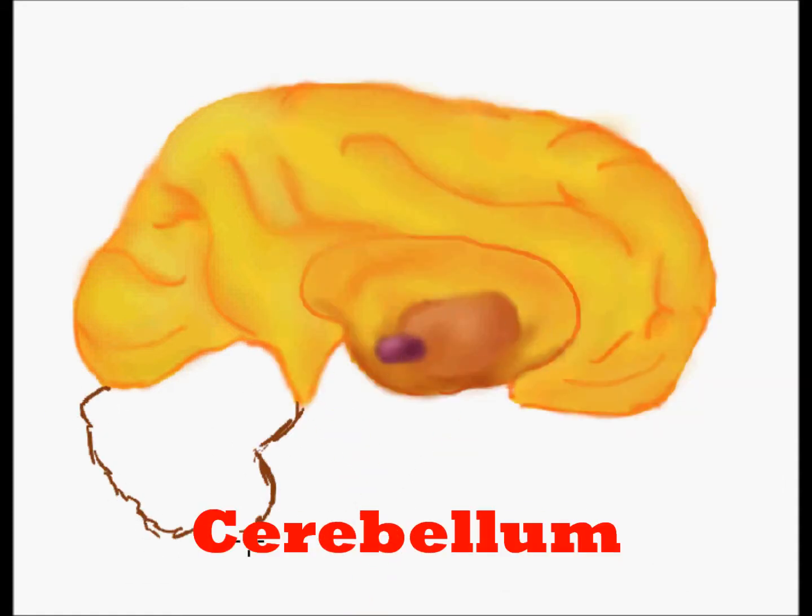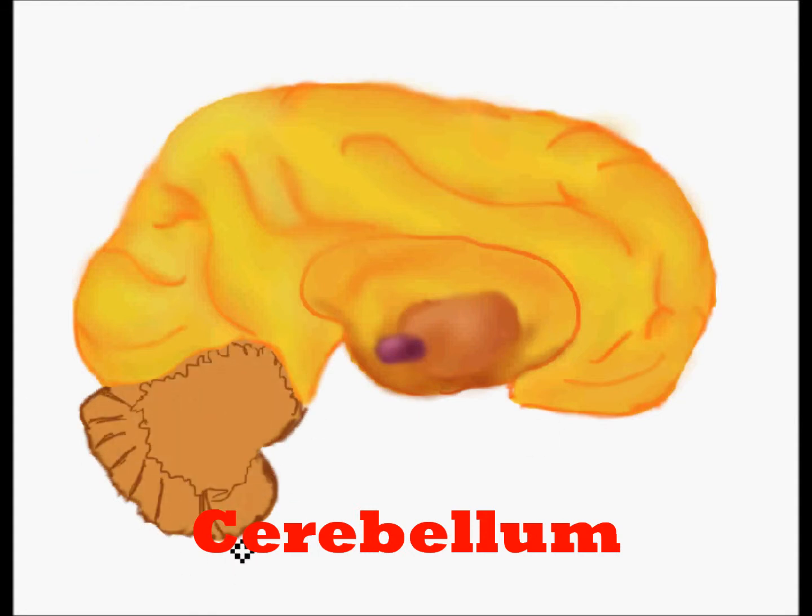The part I'm drawing now is called the cerebellum. This structure coordinates fine muscle movement and balance. It's also known as the little brain.